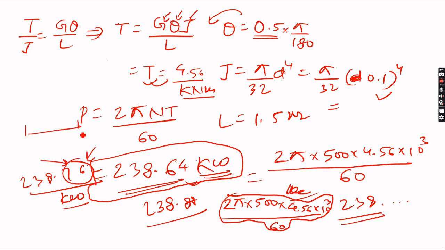Don't worry about this parameter, because in NAT problems they are giving a range from this value to this value. In between, whatever value will be there, that will be correct. Up to 2 decimals the range will be given. And why is this coming different? Because of pi. Somebody is taking 22 by 7, somebody is taking something else. Because of the approximation in the pi value, this variation will come. So don't worry about that.